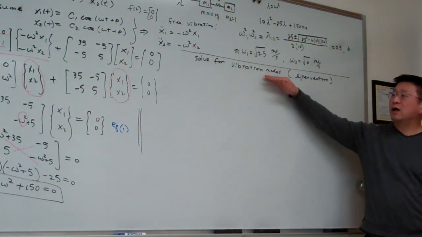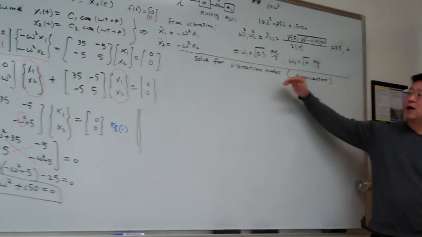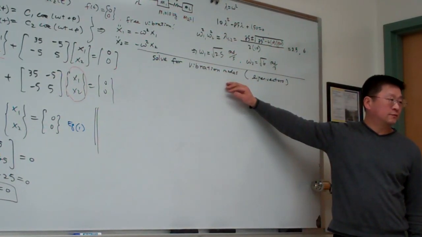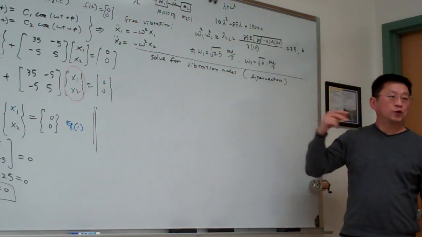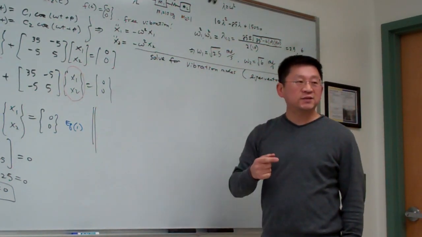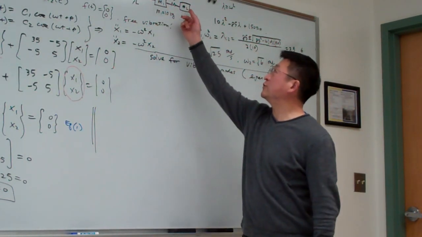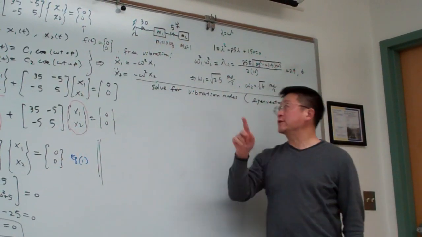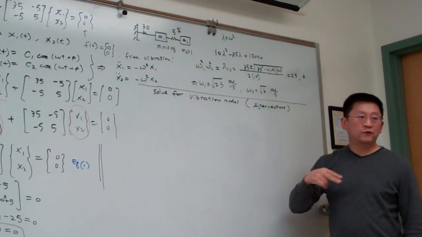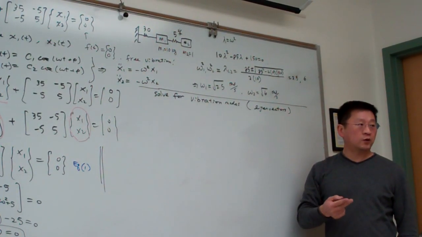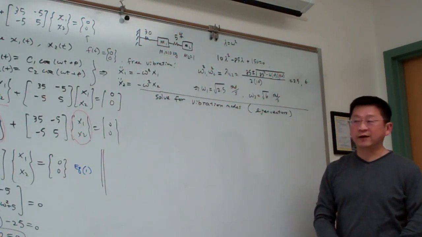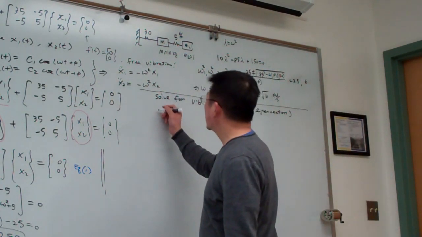Again, before we solve for the details, how many vibration modes do we have? 2. Again, that is a basic concept. Here we have 2 different frequencies, and so here we have 2 natural frequencies. And we have 2 vibration modes, or we call them modal vectors. We have 2 vectors.